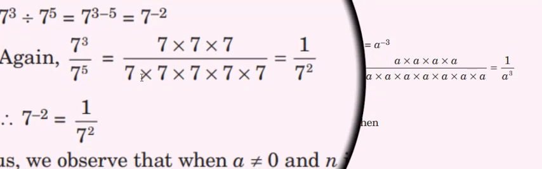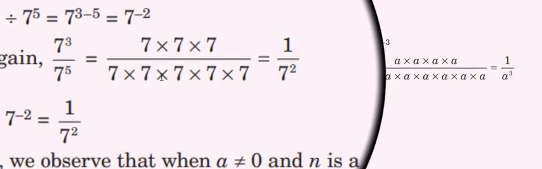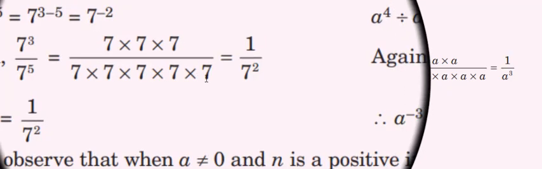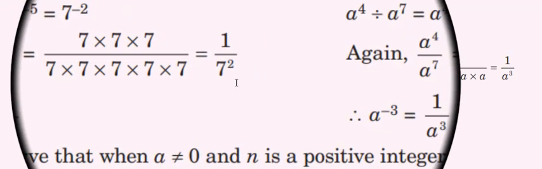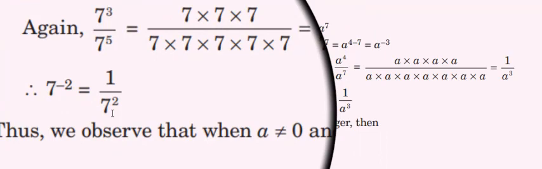Now we will solve it in a normal manner, that is 7 cube divided by 7 raised to the power of 5, expanding it completely, and 7 cube is getting cancelled, 7 3 times are getting cancelled, and in the denominator we are getting 7 into 7, and the result comes out to be 1 upon 7 square. Therefore since both the methods are correct, we can conclude that 7 raised to the power of minus 2 will be equal to 1 upon 7 square.